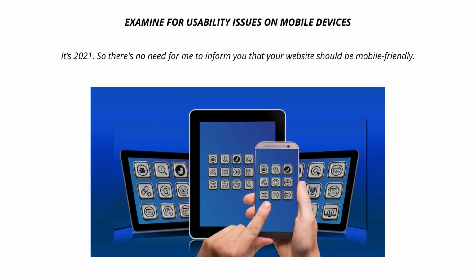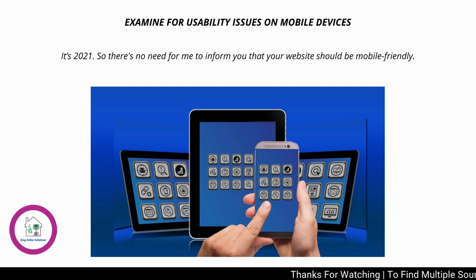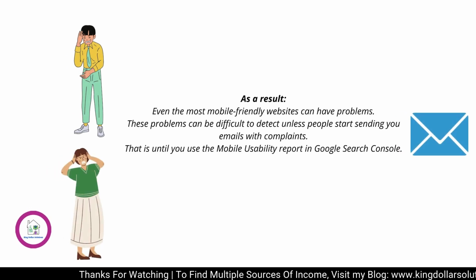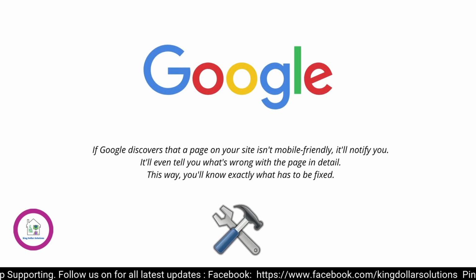Examine for usability issues on mobile devices. It's 2021, so there's no need for me to inform you that your website should be mobile-friendly. However, even the most mobile-friendly websites can have problems. These problems can be difficult to detect unless people start sending you emails with complaints. That is, until you use the Mobile Usability Report in Google Search Console. If Google discovers that a page on your site isn't mobile-friendly, it'll notify you. It'll even tell you what's wrong with the page in detail. This way, you'll know exactly what has to be fixed.